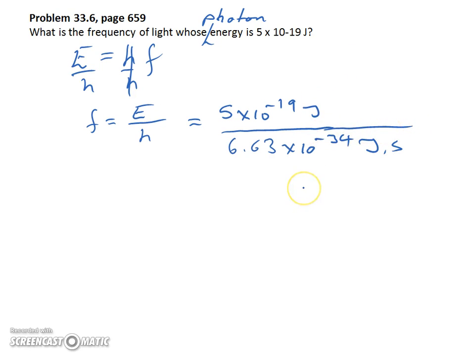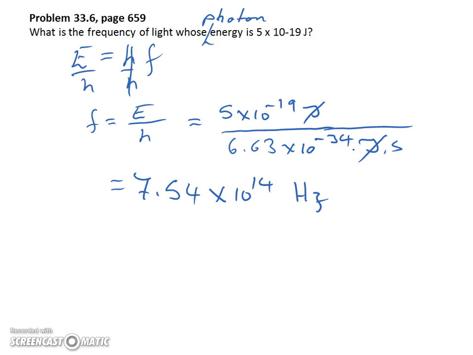So let's just check that the units are correct first of all. The joules will cancel one another, and we'll be left with an answer in per second, which is also the unit of hertz. So plugging the numbers into our calculator, we find that this corresponds to 7.54 times 10 to the 14 per second, which we can write as hertz.